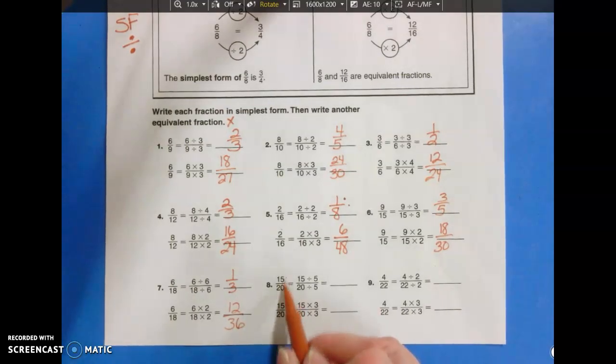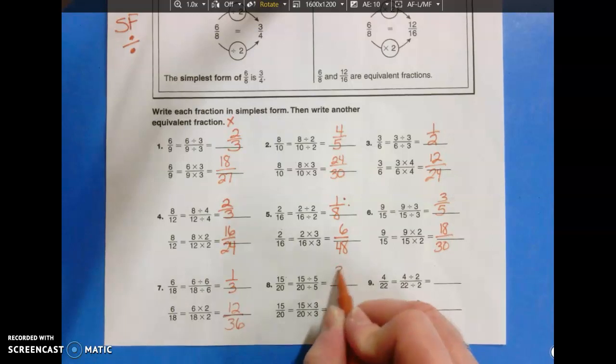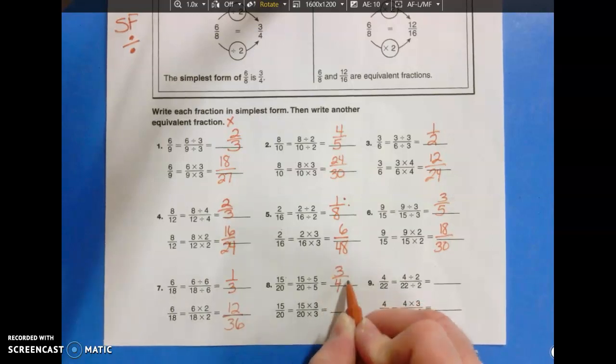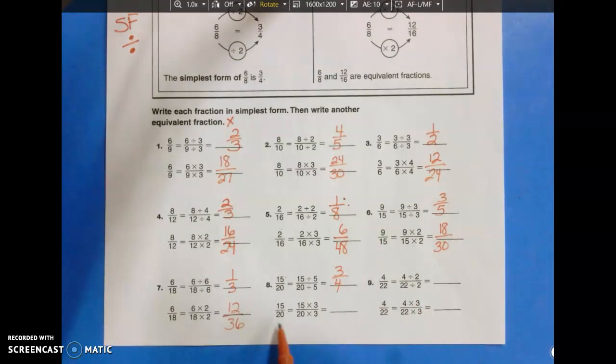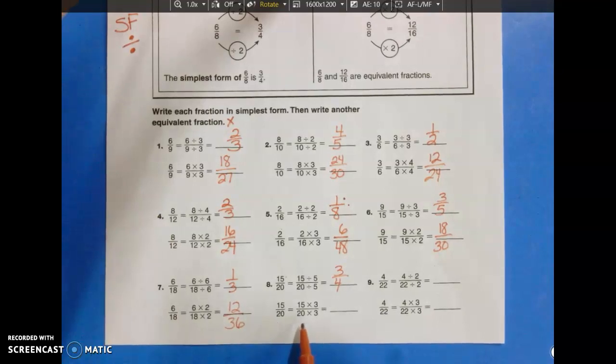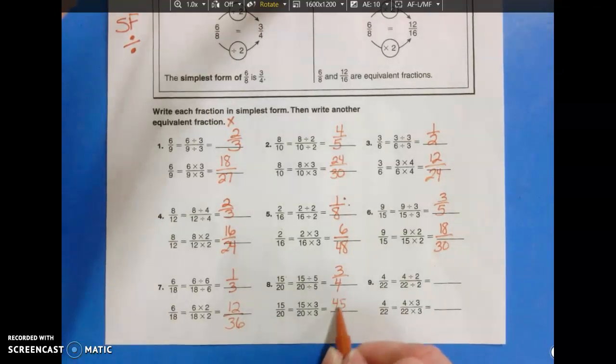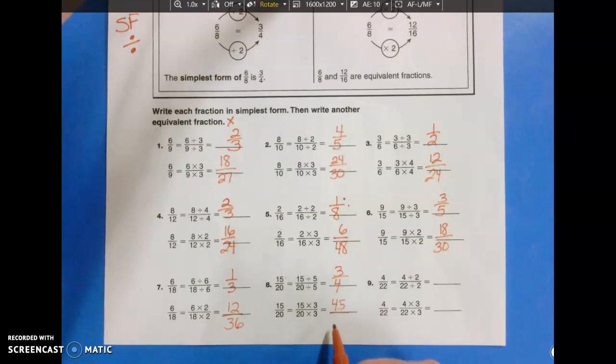15 and 20, don't those both look like multiples of 5? Well, let's divide by 5 and get 3/4. Ooh, counting order. I know I'm right. How about if I make equivalent fractions? Well, doing those multiplications, 45/60.